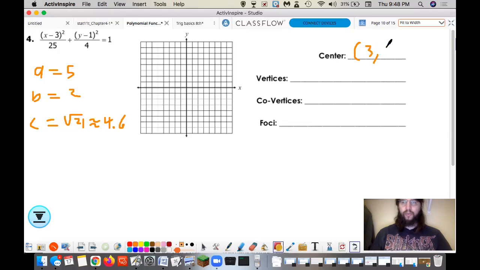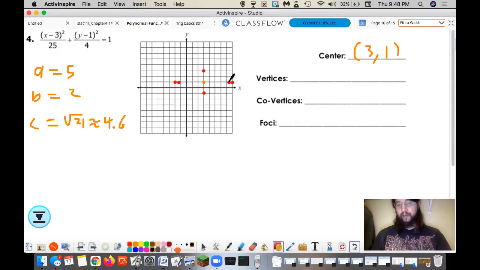3, 1. Again, H, K. It's x minus h, y minus k. So 3, 1 is about right there. 5 units, my major axis is x. So I'm going to go 5 on the x. There, there, 2 on the y. There, so 2 vertically. And there. Foci are right here and here.